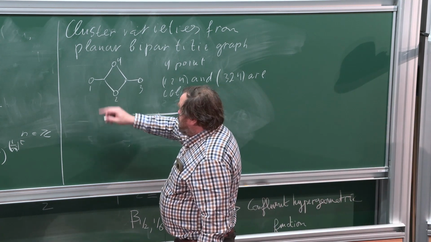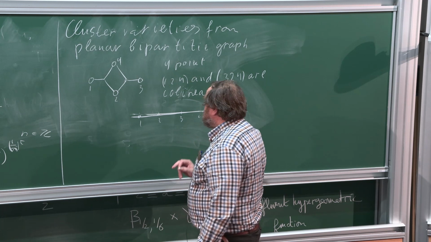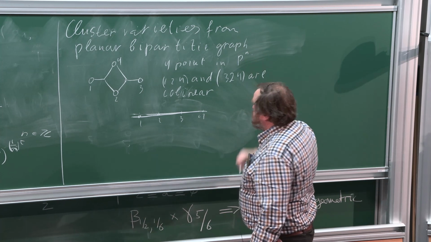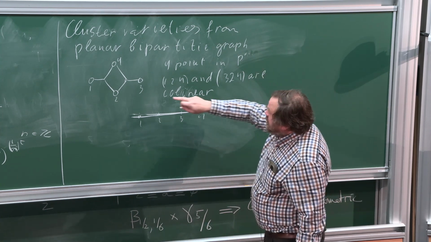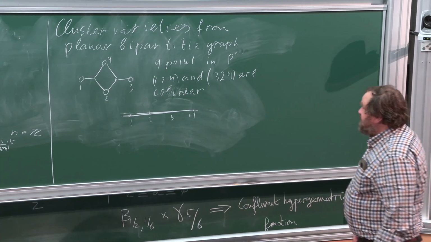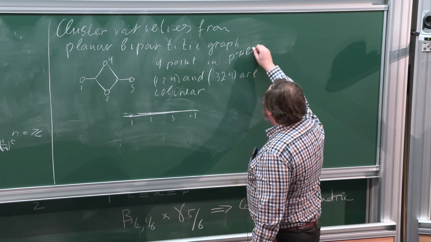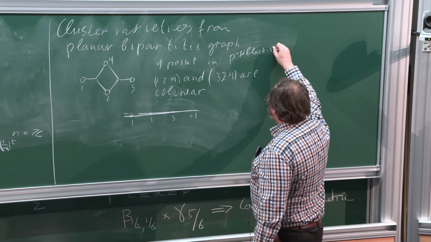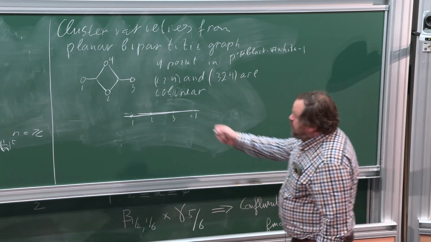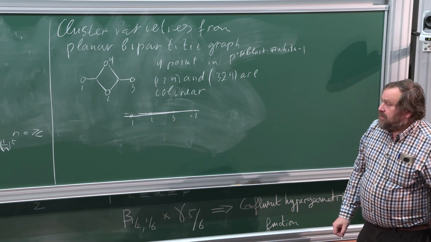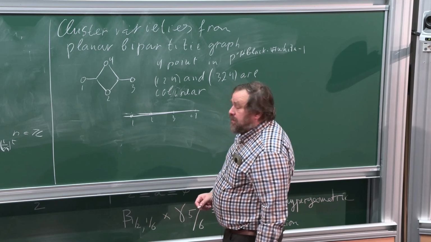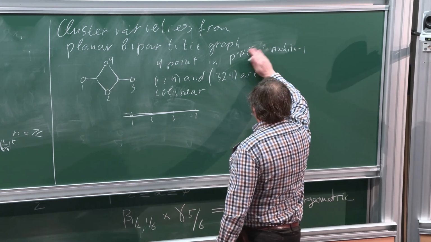Namely, we have 4 points in the projective space P^n, where n is not yet defined. Usually, n is equal to the number of white vertices minus the number of black vertices minus 1. Maybe it's the number of black minus white minus 1. And how do you parameterize this space? Maybe vice versa. White minus black. Yeah, white minus black. Thank you.